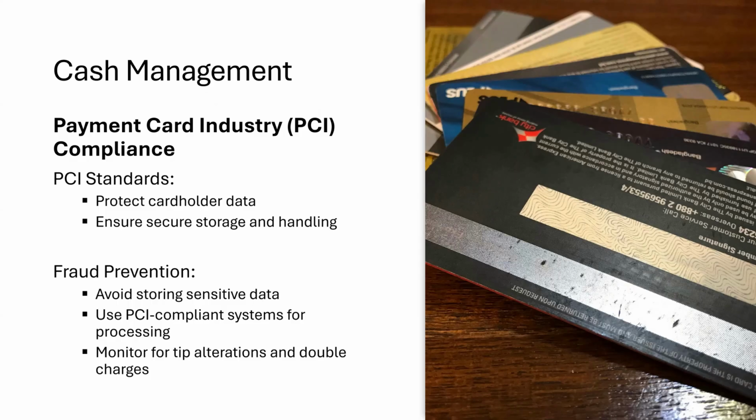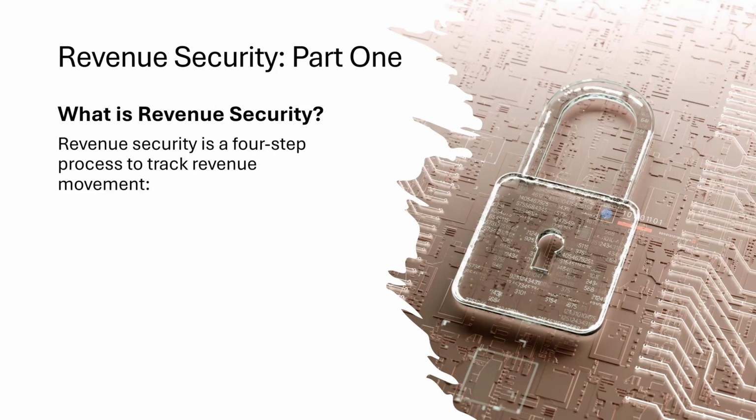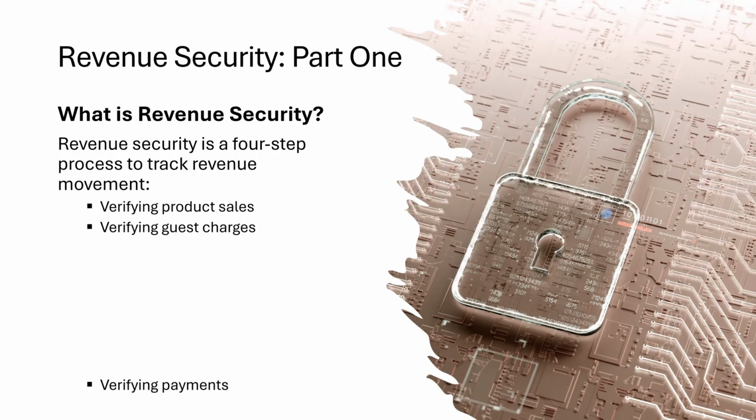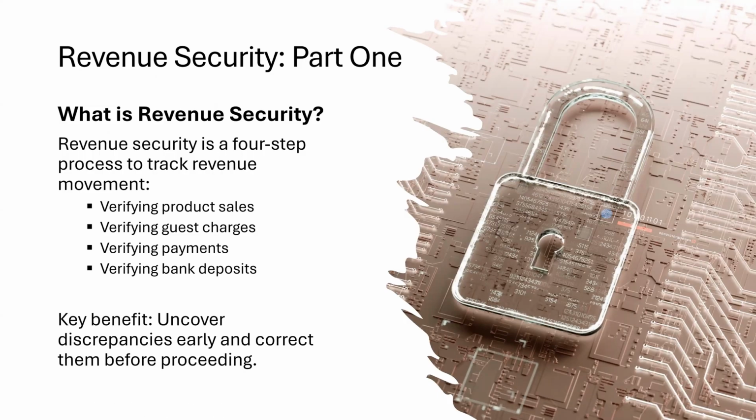Once we have that revenue, or we've collected the revenue, what's the best way to secure it, right? So the 4 steps in revenue security, we'll talk about that. So first and foremost, what is revenue security? It's really a 4-step process to track revenue movement: verifying the product sale, verifying the guest charges, verifying the payments that we get, and then verifying the bank deposits. Really, it's to uncover discrepancies early and correct them before proceeding. Because if we don't, and things continue to be off, we've gone far away from the actual incident that happened. So make sure that we're uncovering any differences or discrepancies early in the process.